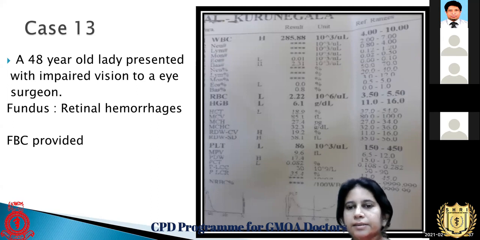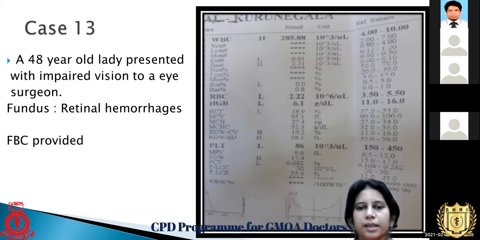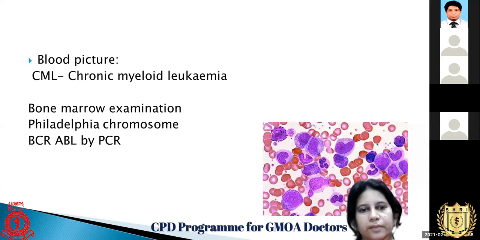WBC very high, and the differential did not appear because the full blood count machine cannot recognize the cell type. RBC low, hemoglobin low, and platelets low. I'm not going into detail of this patient. The blood picture was reported as chronic myeloid leukemia with blast cells, abnormal cells in the blood picture, and confirmed by bone marrow examination, Philadelphia chromosome, and BCR-ABL testing.